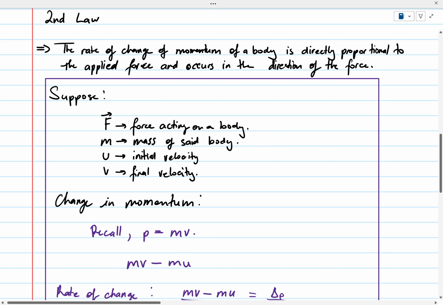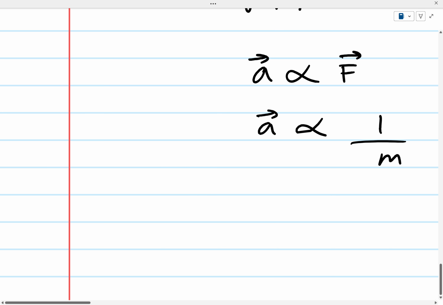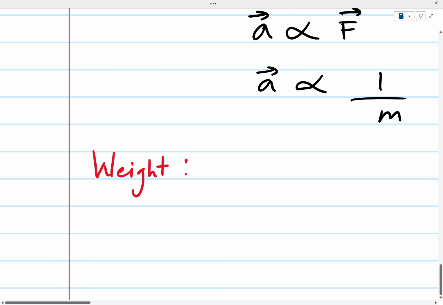The last concept that I want to look at under the second law of motion would be weight. Can somebody tell me what is the weight of an object? No need to be shy, just unmute and let me know. Mass times gravity. Mass times gravity, lovely. So looking at it, weight is really defined as the effect.